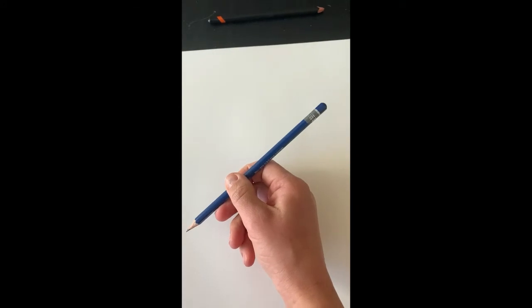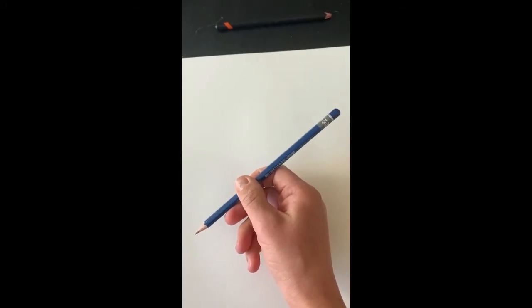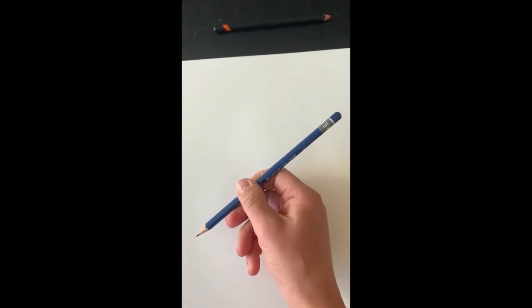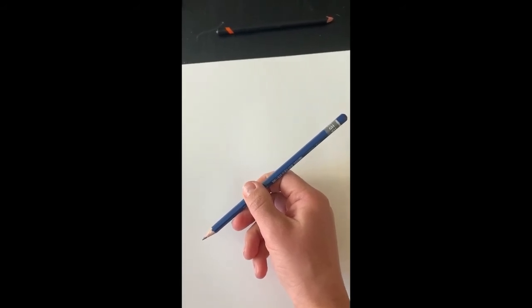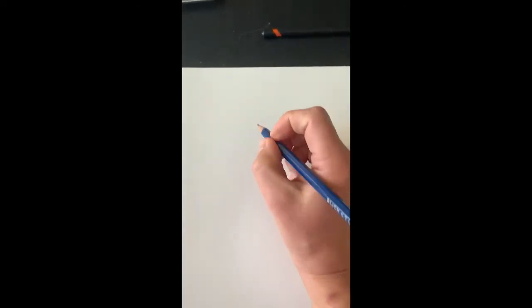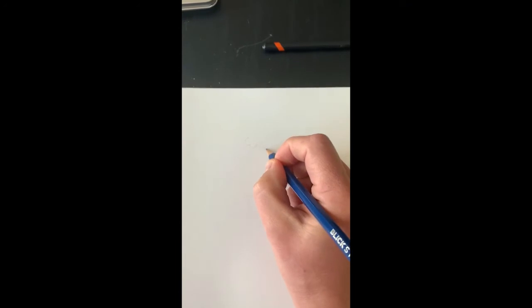The H stands for hard, and the higher the number on a pencil, the more it goes in that direction. So a 2H is not as hard as a 6H, and a 6H is not as hard as an 8H. But you can see you can get very light marks with this, ones that are very easy to erase.